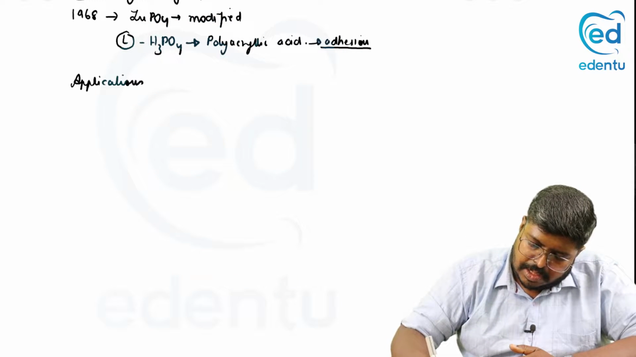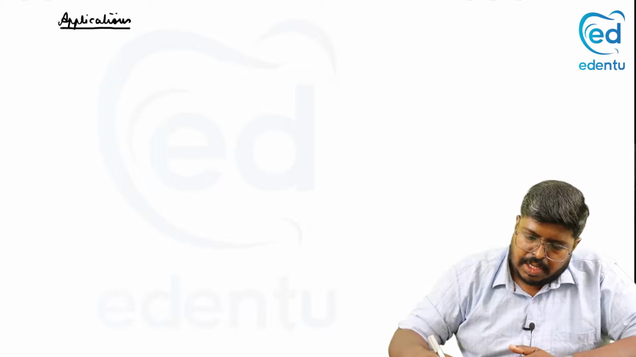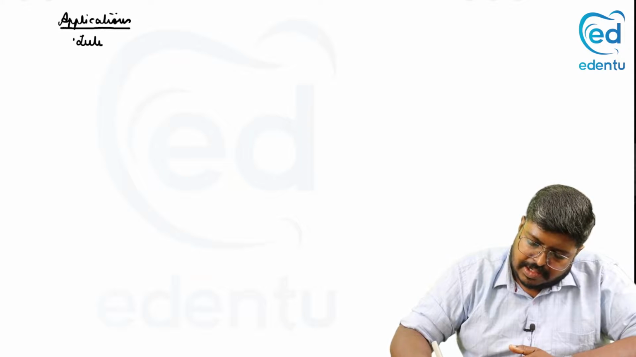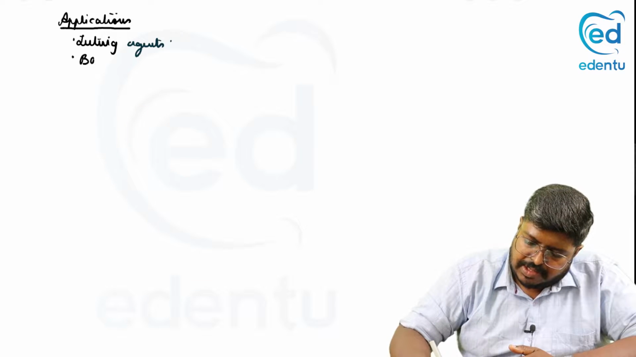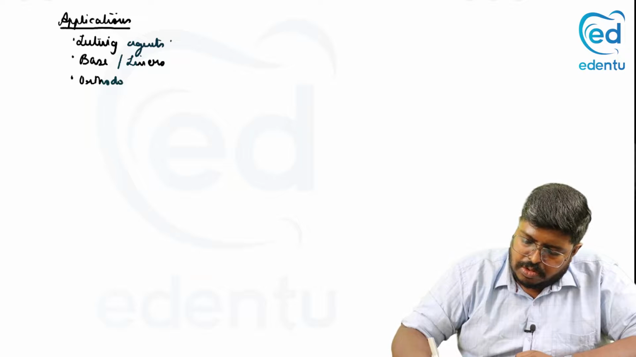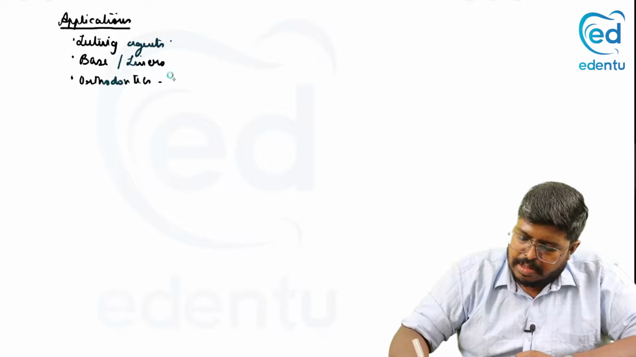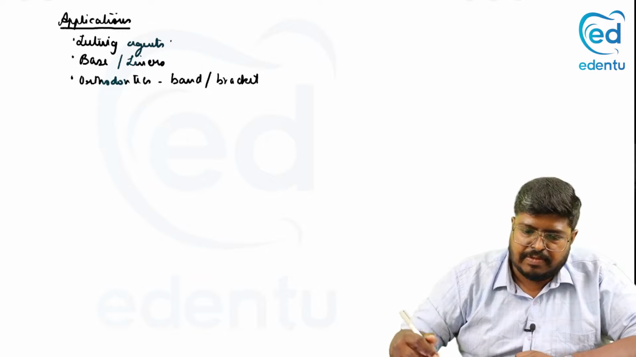Now, what were the basic applications? It was primarily used as a luting agent, obviously, since we were talking about luting systems till now. It was also used as a base or a liner, and in orthodontics for luting band and bracket, exactly the same as zinc phosphate.